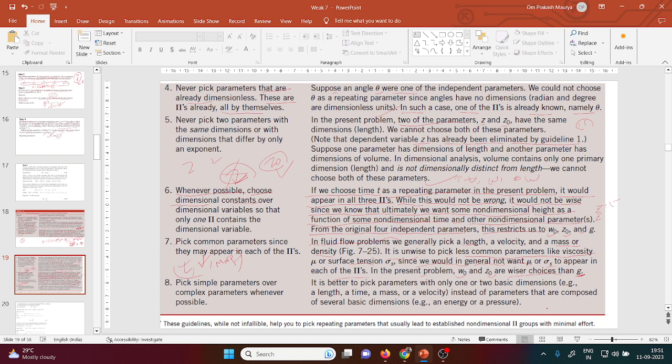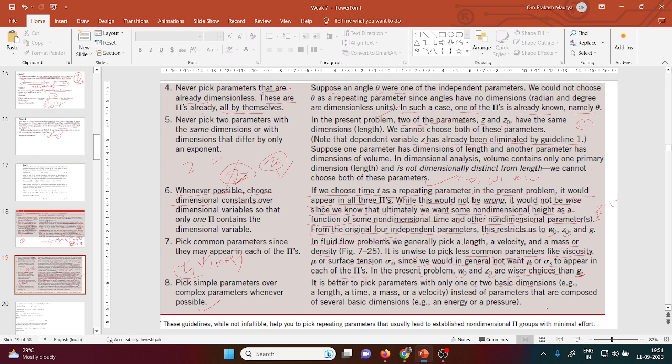And one thing is also important, I will tell just after reading this. 8. Pick up simple parameter over the complex parameter whenever possible. Simple parameters you always choose. It is better to pick up the parameter with only one or two basic dimensions. Example, a length, time, mass, velocity, instead of the parameter composed of several basic dimensions, that is the energy and pressure.